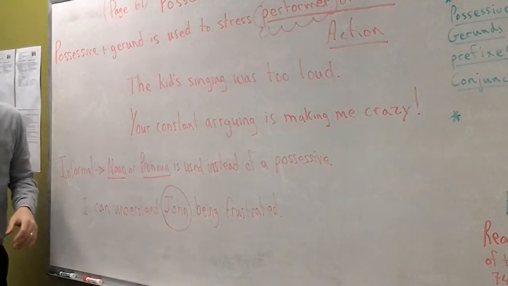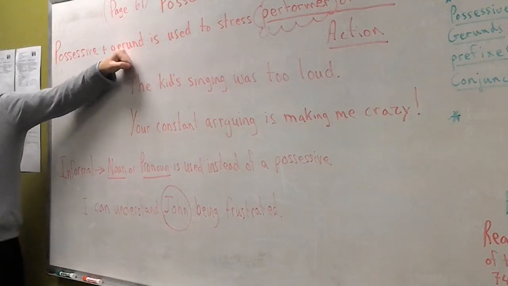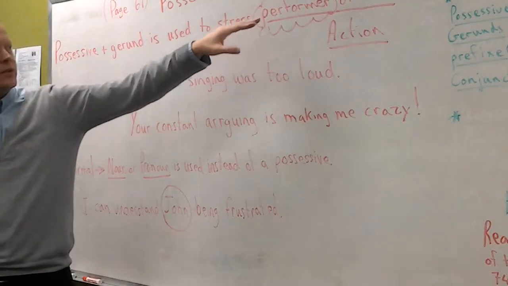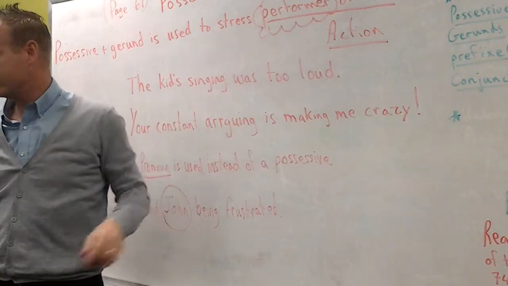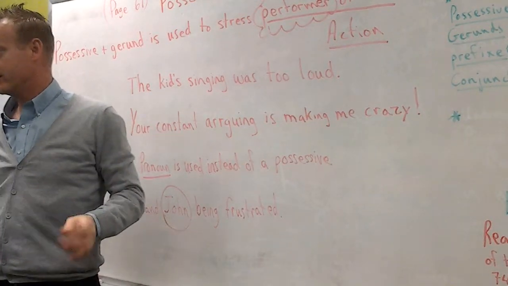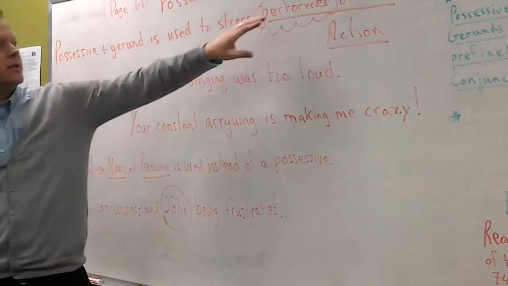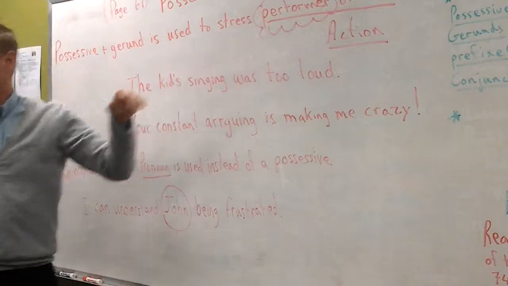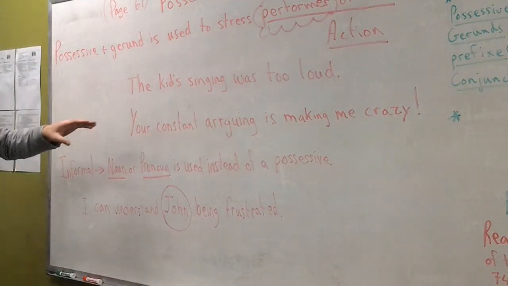We use a possessive plus a gerund when we want to stress the person or the thing performing the action in the sentence. You don't want to stress the action itself or even the object. We want to stress the performer of the action. Does that make sense? That's when we use this piece of grammar. So let's take a look.